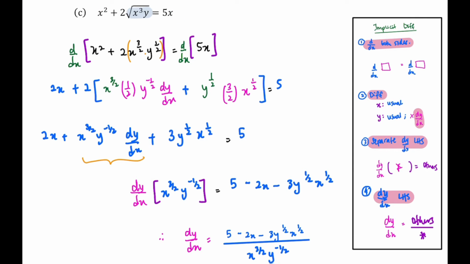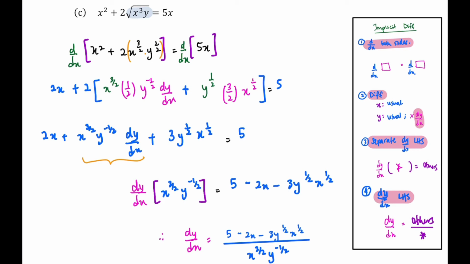This is just x squared plus 2, x to the power of 3 over 2, y to the power of half equal to 5x. Okay, so this is implicit differentiation. So let's straight away differentiate both sides. Put d over dx on both sides. Okay, so now let's do the second step. Let's differentiate both sides straight away.